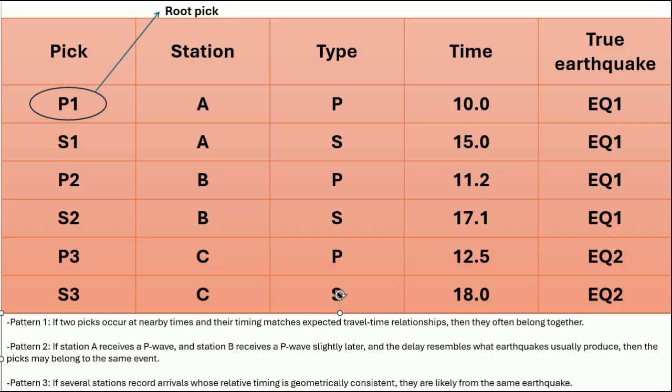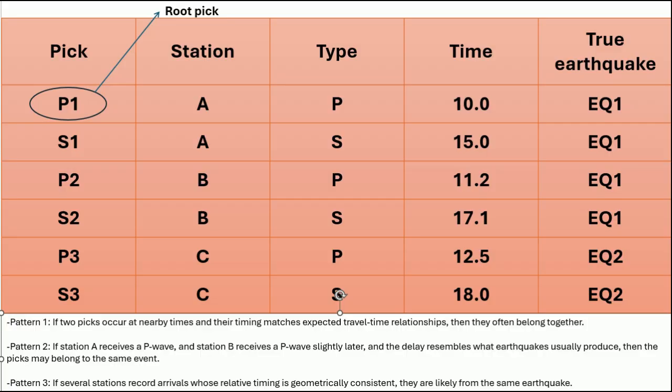Suppose the synthetic generator creates a training table similar to this. During training, the recurrent neural network may choose P1 as the root pick. The network then attempts to determine which of the surrounding picks belong to the same earthquake as that root pick. Over time, the network gradually learns statistical patterns that tend to indicate a common origin. Importantly, nobody explicitly tells the network any rules. Instead, the network discovers those patterns for itself through repeated exposure to many training examples.